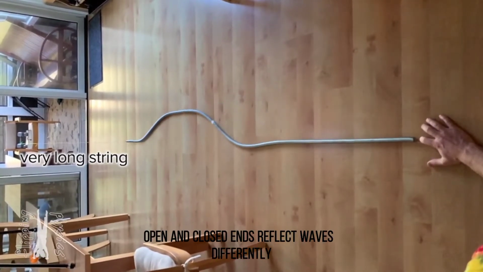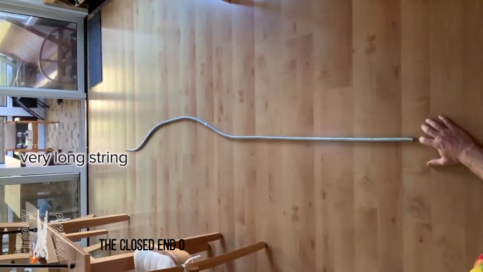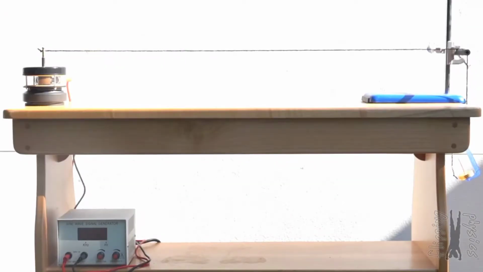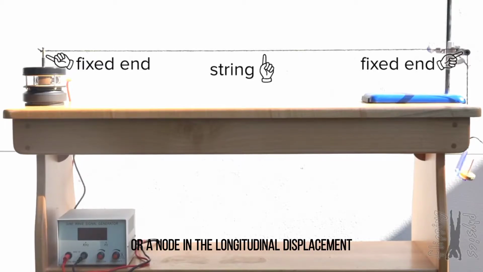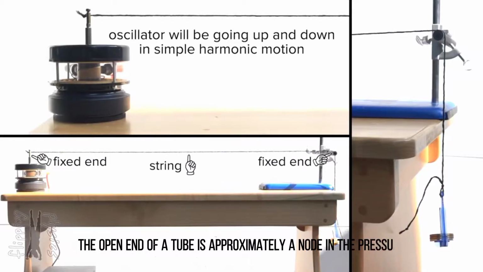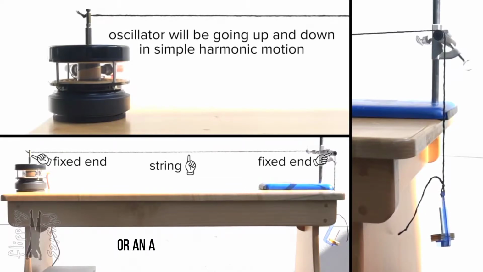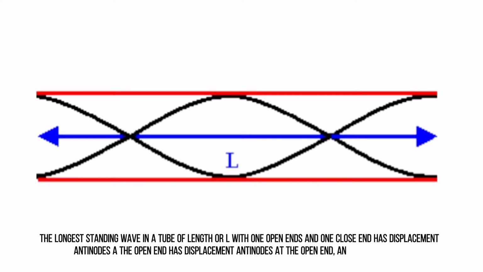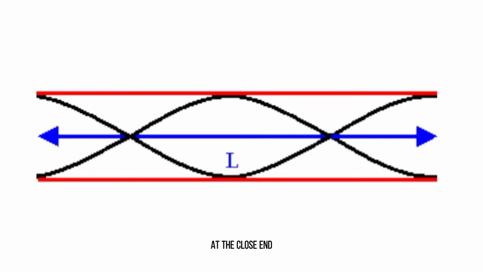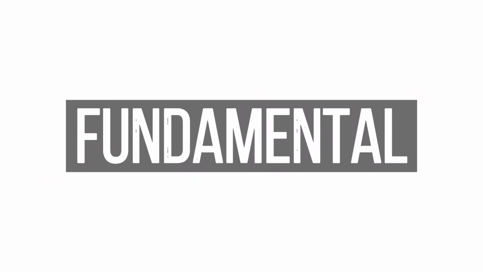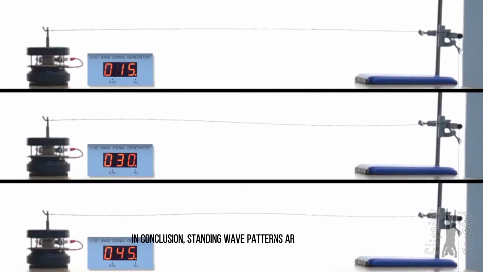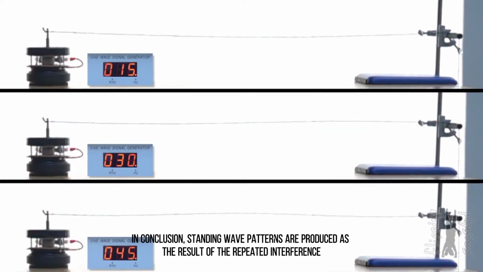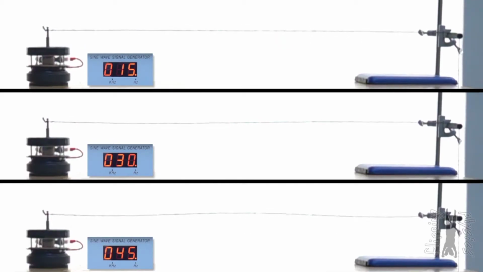Open and closed ends reflect waves differently. The closed end of a tube is an antinode in the pressure, or a node in the longitudinal displacement. The open end of a tube is approximately a node in the pressure, or an antinode in the longitudinal displacement. The longest standing wave in a tube of length L with one open end and one closed end has a displacement antinode at the open end and a displacement node at the closed end. This is the fundamental.